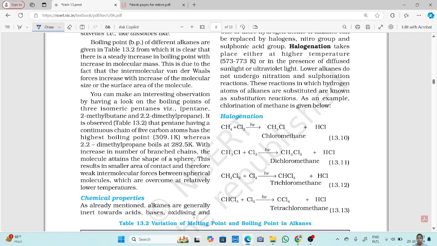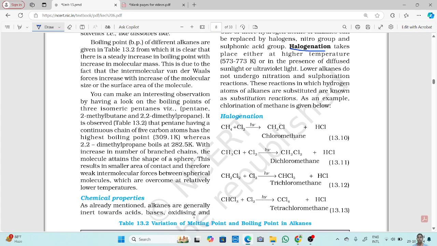Now halogenation takes place either at higher temperature or in the presence of diffused sunlight or ultraviolet light. What is halogenation? Halogenation is a process where you remove one hydrogen and in place of that hydrogen you add a halogen. Halogen can be chlorine, bromine, iodine; any one of them can be added. So this can take place at higher temperature or in the presence of sunlight or ultraviolet light.